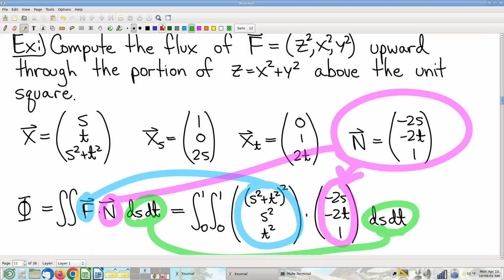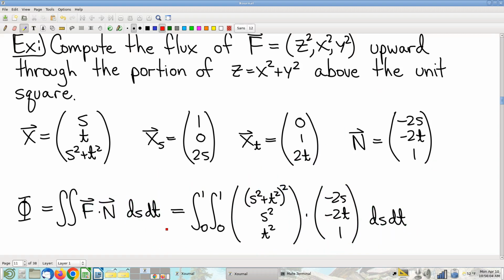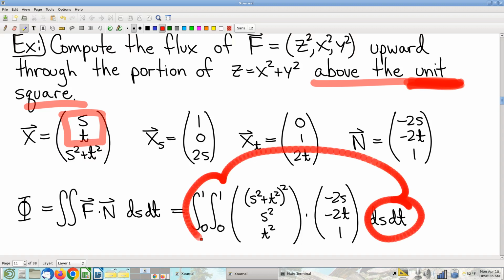Wait a second. One other little detail here. What about above the unit square? How does that play in? Well, above the unit square describes the unit square in the XY plane. The unit square in the XY plane is telling you the range of values of X and Y. And don't forget, X and Y are S and T because of our parameterization. So this unit square is not just telling us the range of values of X and Y, it's also telling us the range of values of S and T. Everybody follow that? That's an easy one to get tripped up on.